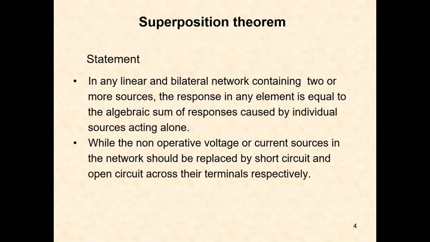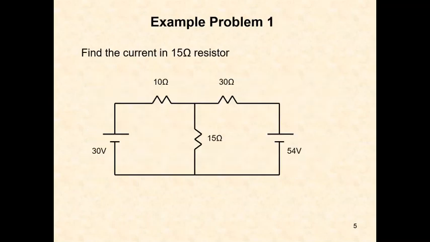The non-operating voltage or current sources in the network should be replaced by a short circuit and an open circuit across their terminals respectively. Means voltage sources are short circuited, current sources are open circuited across their terminals. Now I am explaining this superposition theorem with the help of one example.